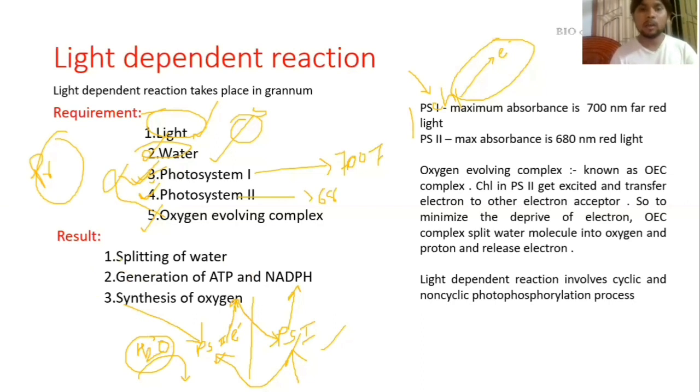What is the oxygen evolving complex doing? The manganese of the oxygen evolving complex goes through different stages, and the last stage of the manganese is breaking the water, splitting the water with the help of sunlight, and it is producing proton and oxygen, and the electron is being given to photosystem 2.